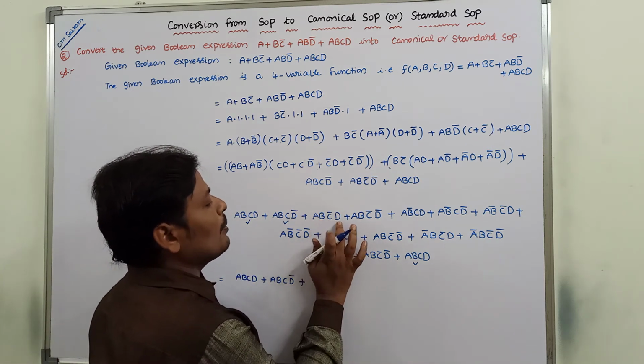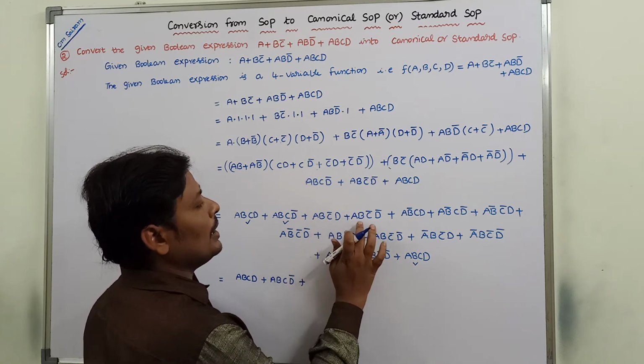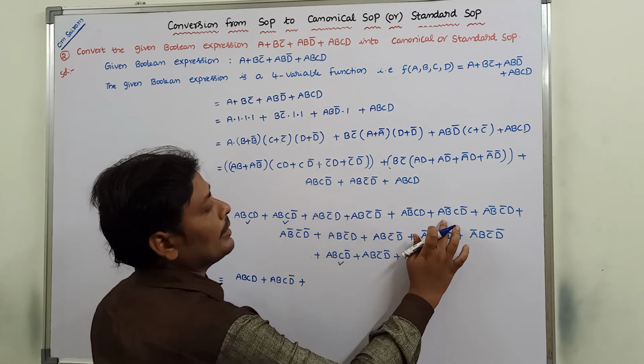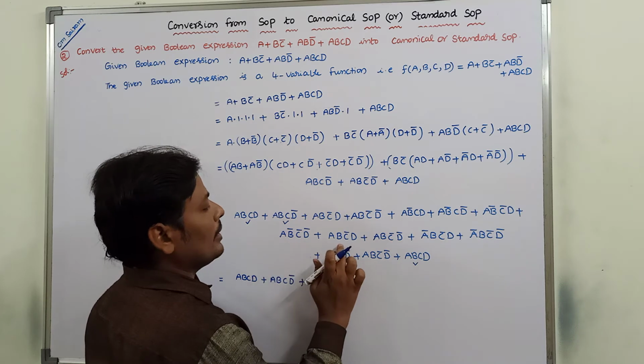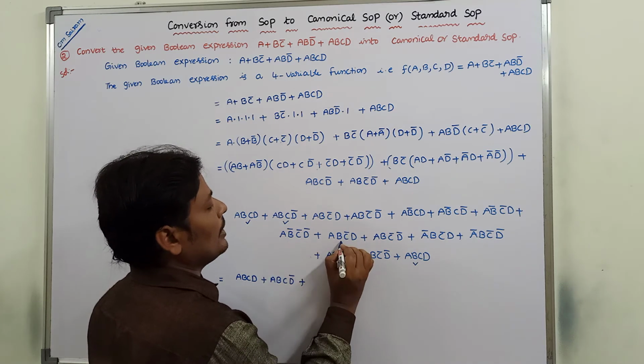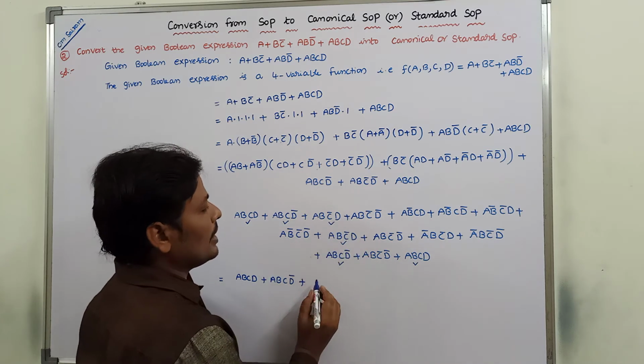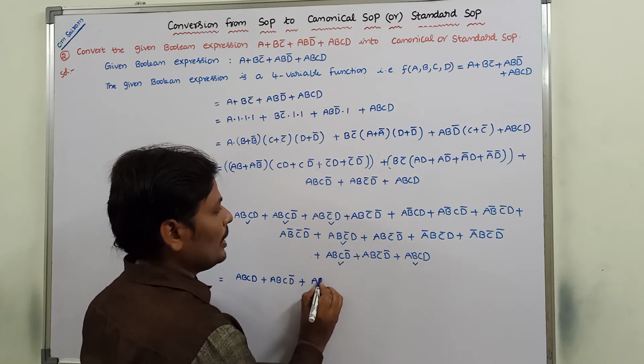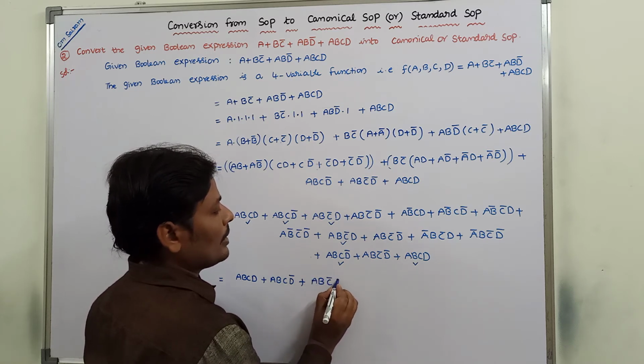Next one, ABC bar D, ABC bar D, A, B, C bar D. Yes, A, B, C bar D. So this term is repeated. We can write only once, A, B, C bar D.